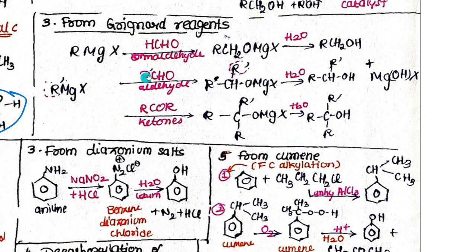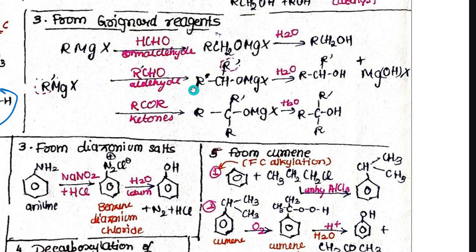In RCHO, this R remains the same. Only this R' and MgX get attached to carbon. So here it becomes CHRR', and with this O attaches MgX. This on reaction with water gives RCHR'OH, which is a secondary alcohol, plus MgOHX. In all the cases we have plus MgOHX.